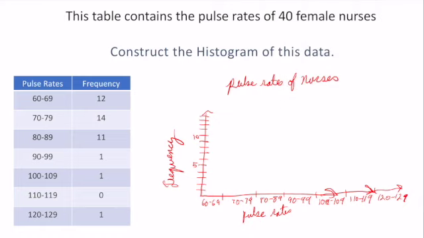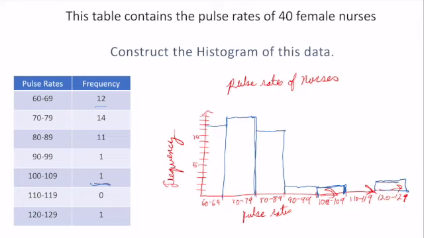Okay, so from 60 to 69, I have a frequency of 12. So I go up to 12 and I make my bar. From 70 to 79, I have a frequency of 14. From 80 to 89, I have a frequency of 11. From 90 to 99, I have a frequency of 1. I also have a frequency of 1 from 100 to 109. I have nothing for 110 to 119, and that's okay. Then I have a frequency of 1 over here, but it should be a little bit shorter. So there we have constructed a histogram for the pulse rates of nurses.